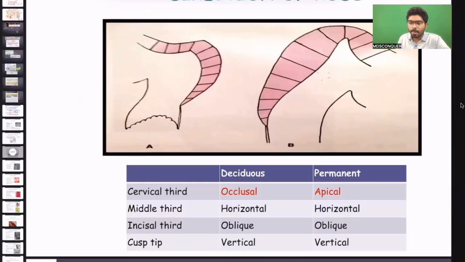Direction of enamel rods is important. A very frequently asked question: the direction of enamel rods in deciduous teeth. In almost all the areas they are the same, but in the case of the cervical third they are different. In the case of permanent teeth they are apically directed. In the case of deciduous teeth they are occlusally directed.